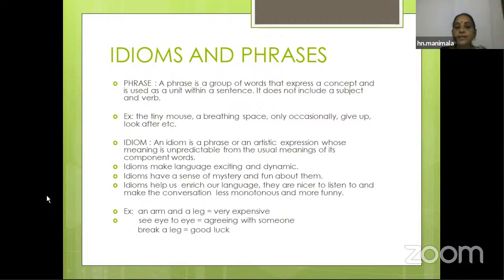So now, what is an idiom? An idiom is also a phrase. An idiom is a phrase or an artistic expression whose meaning is unpredictable from the usual meanings of its component words. But what is the difference between other phrases and this phrase? It is an artistic expression whose meaning is unpredictable, which we cannot predict. Predict means to say what it is exactly.